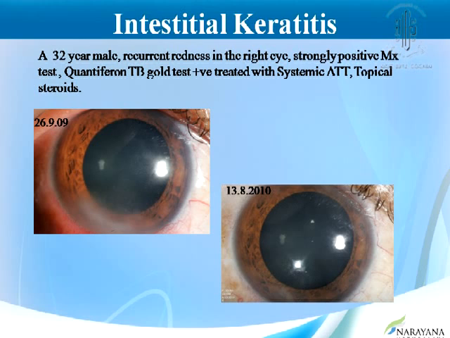A 32-year-old male presented with recurrent redness in the right eye, which responded to topical steroids. On investigation, he had a positive MANTOUX. Quantiferon TB Gold test was also positive. Treated with systemic antituberculous drugs along with topical steroids. After almost 11 months, you could see the resolution of the lesions in the right eye.